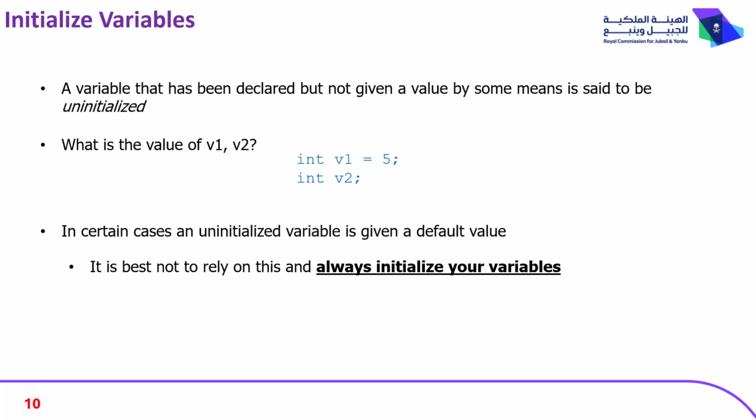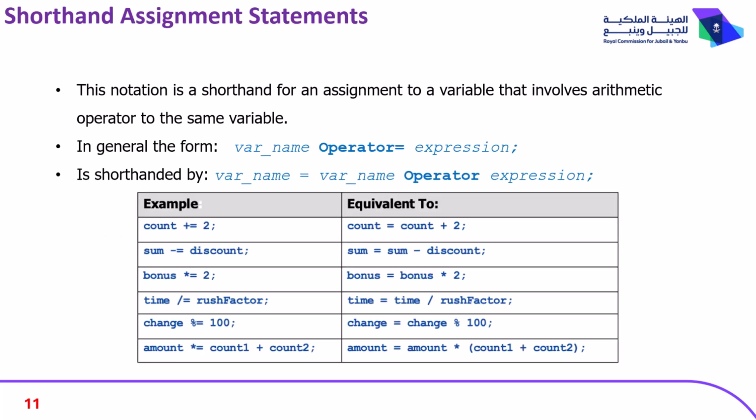Initializing variables. A common mistake is using a variable that has been declared but not assigned a value. These are called uninitialized variables. While some types have default values, it is best practice to always initialize your variables to ensure your program behaves predictably. Shorthand assignment operators. Java offers shorthand to make code more concise. Instead of writing a = a + 3, you can simply write a += 3. This shortcut works for all basic operations, including subtraction, multiplication, division, and modulo.